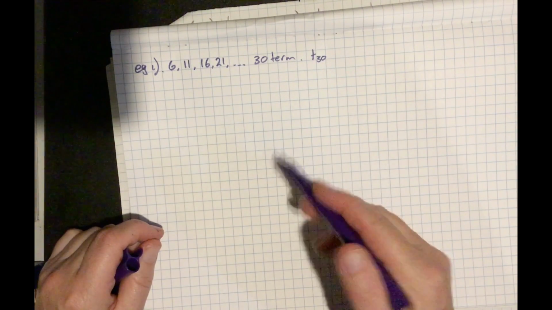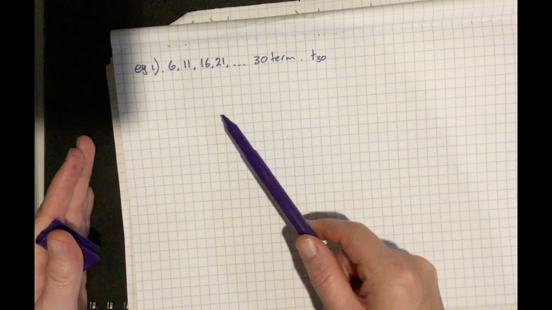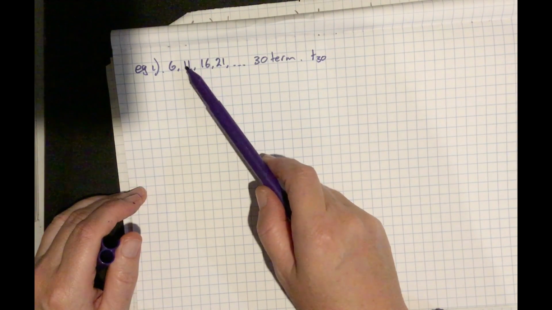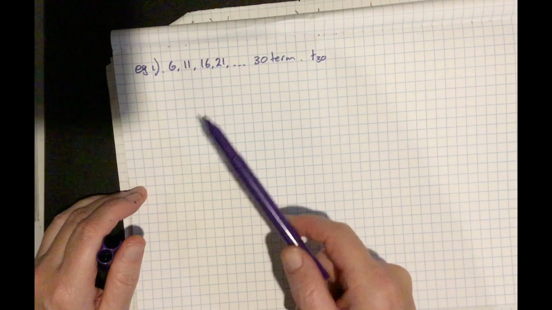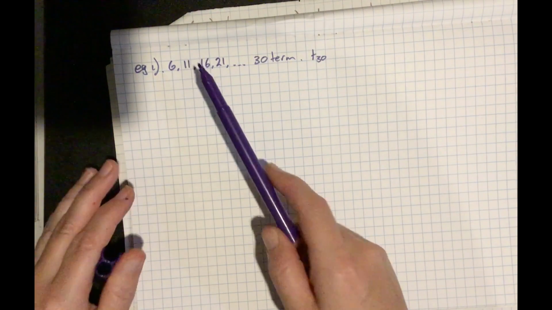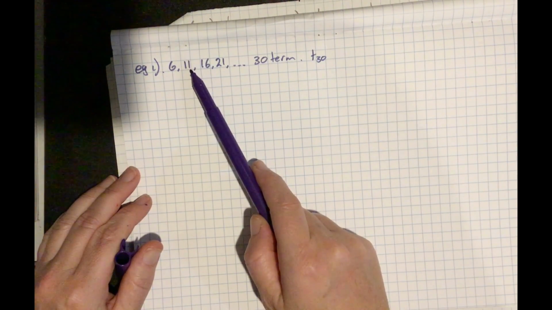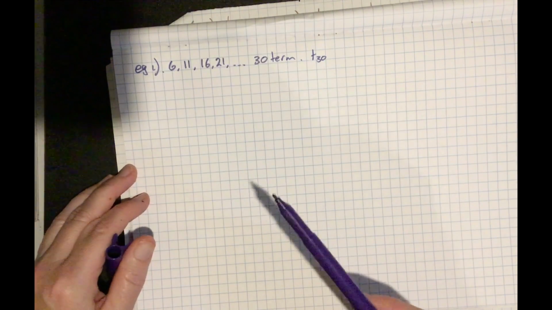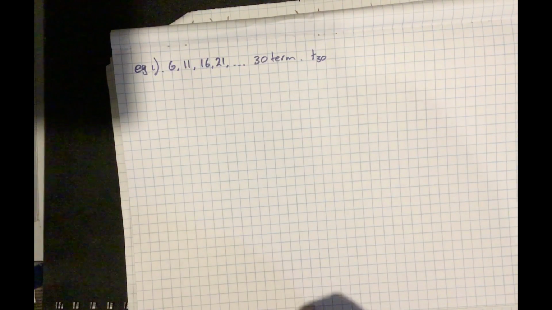Well, I have to work out first of all, do we have an arithmetic sequence or a geometric one? 6 plus 5 is 11, 11 plus 5 is 16. I can see straight away. Remember, I take a term and subtract the term before it to actually find the difference. 11 take away 6 is 5. I check to see if it worked.